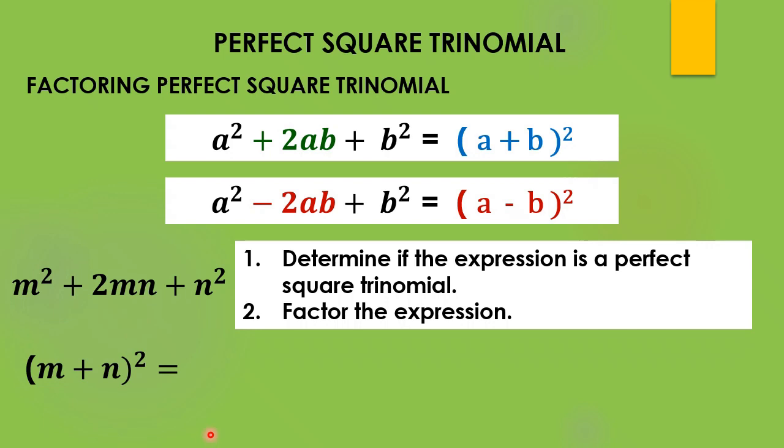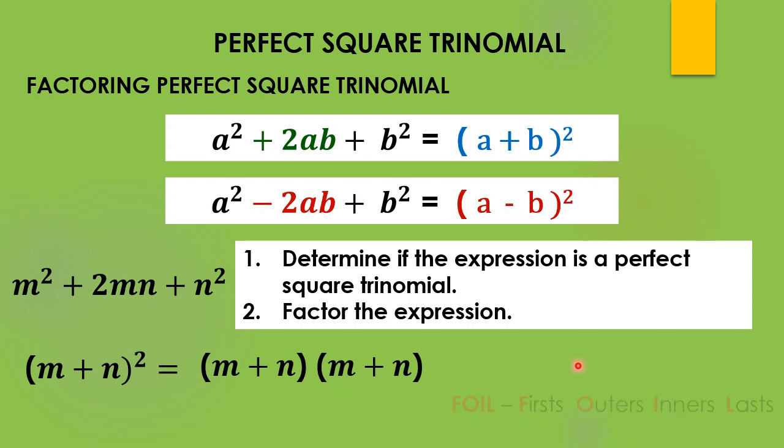After you factor the perfect square trinomial, we can now check if the factors are the true factors of the perfect square trinomial. So the square of the sum of m and n, the entire expression m plus n, is multiplied by itself. So you multiply m plus n times another m plus n.